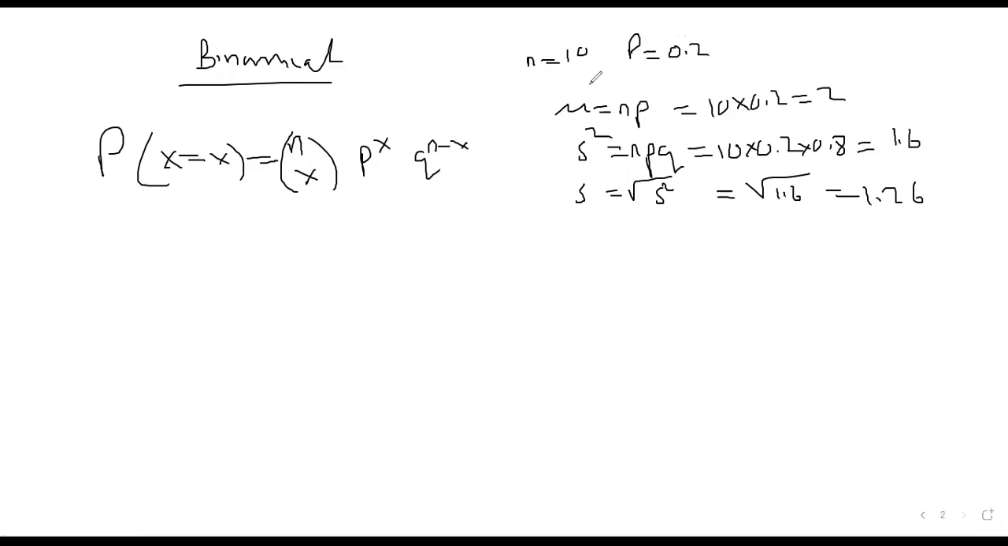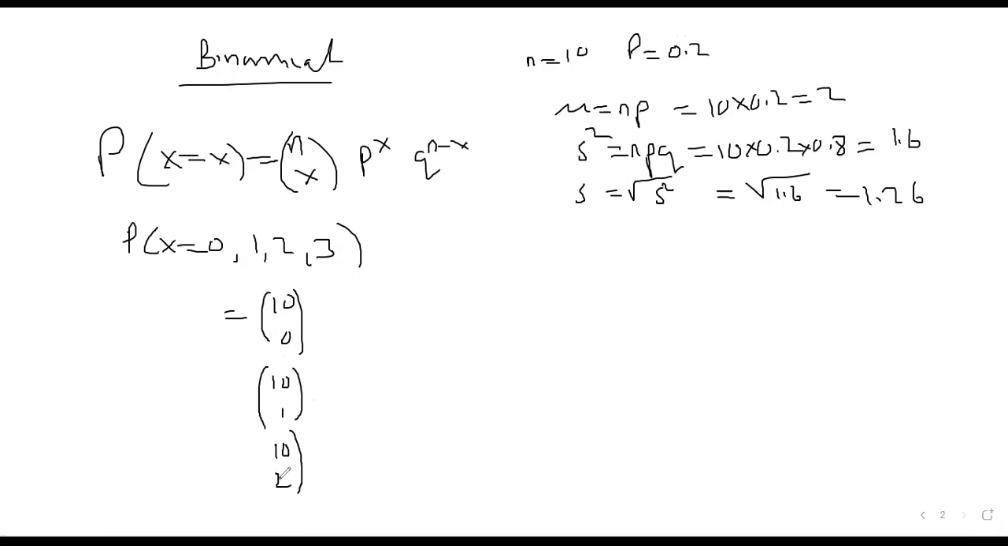Then if you're asked to find the probabilities of x equal to 0, 1, 2, and 3, you just find the combinations of each of them based on the sample size. So n combination x: for 0, it is 10 combination 0. For 1, it's 10 combination 1. For 2, it's 10 combination 2. For 3, it's 10 combination 3, and so on.